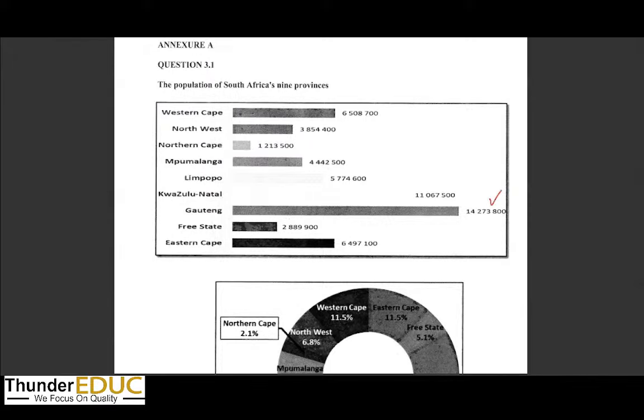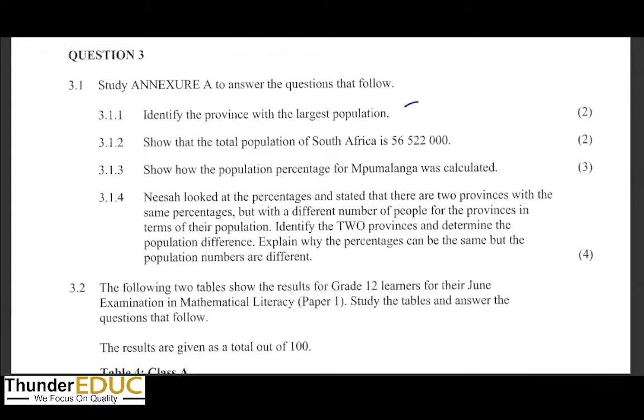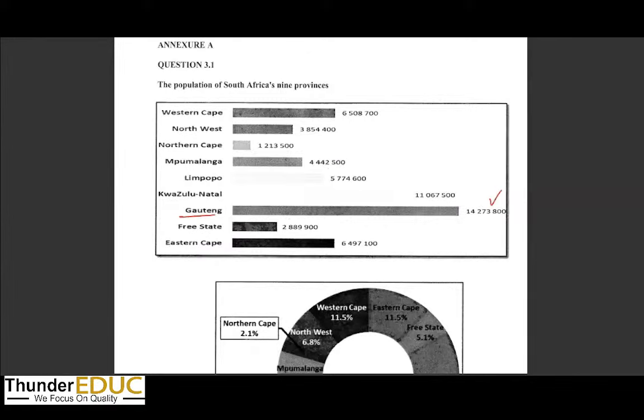This is the largest, and it's what? Gauteng. This is the Gauteng province or GP. Show the total. This is so simple. Add all these values. Add them up. Add all these values, and the answer will be there.